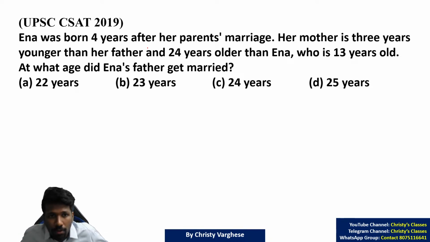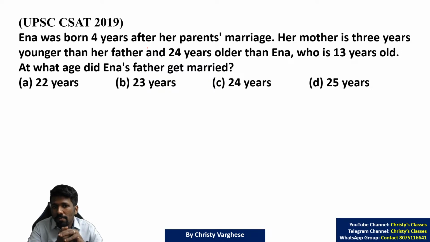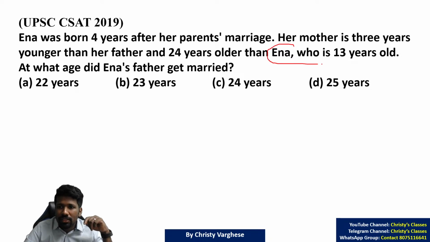Ina was born 4 years after her parents' marriage. So her father and mother married, and 4 years after their marriage, Ina was born. Her mother is 3 years younger than her father, so the age difference between her father and mother is 3 years. And her mother is 24 years older than Ina, who is 13 years old. So Ina's age is directly given. That is why that should be the starting point.